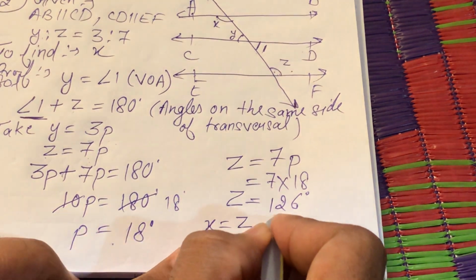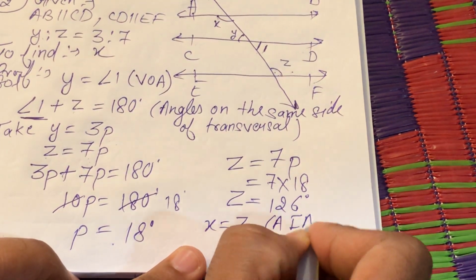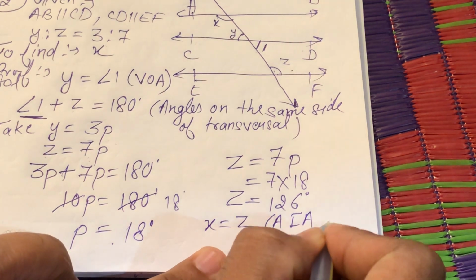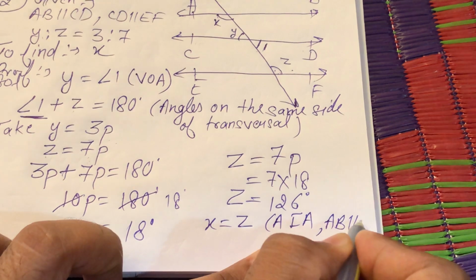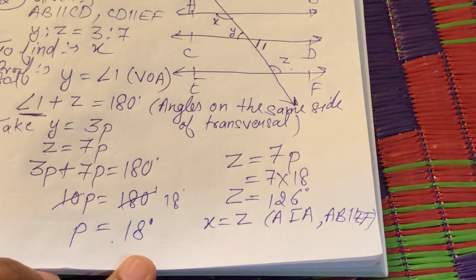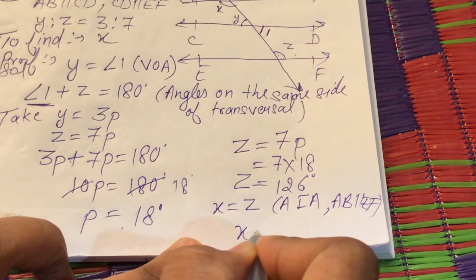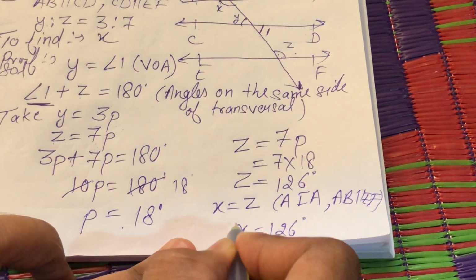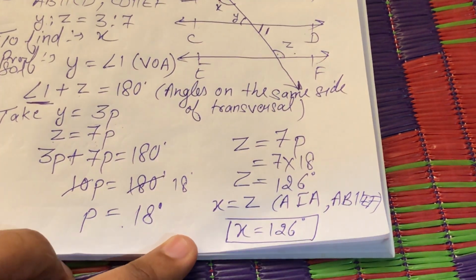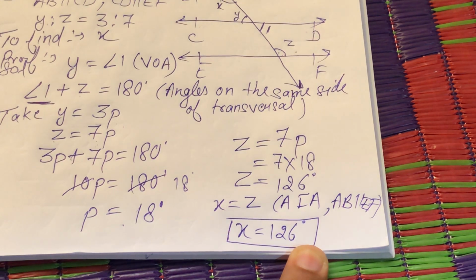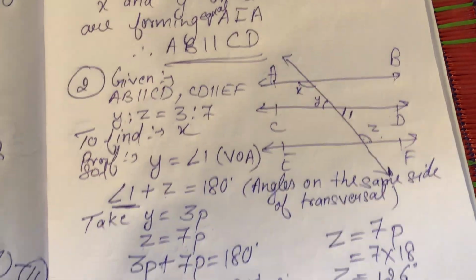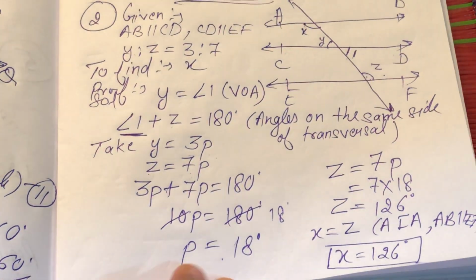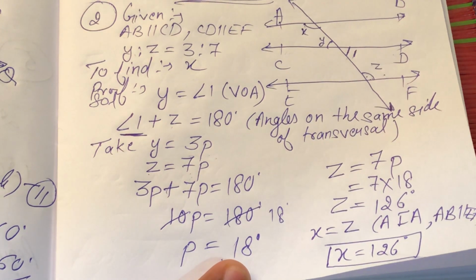I'll write alternate interior angle. Why? क्योंकि AB is parallel to EF. That means x will be equal to 126 degree. देख लो, x will be equal to 126 degree. This is the question. You can clearly see the question again, try to watch it again. If any doubt is there, write in comments.